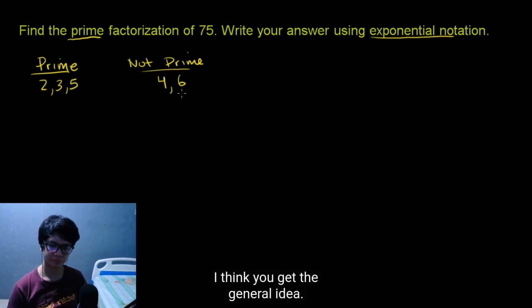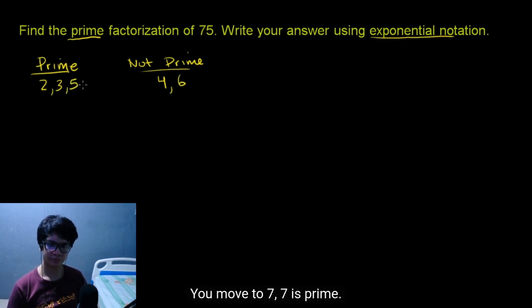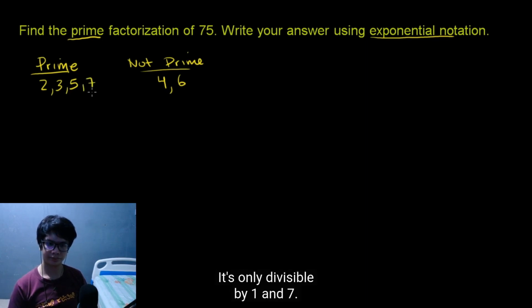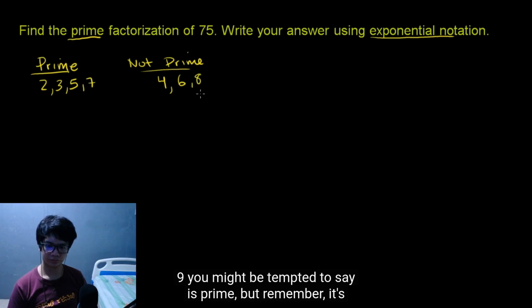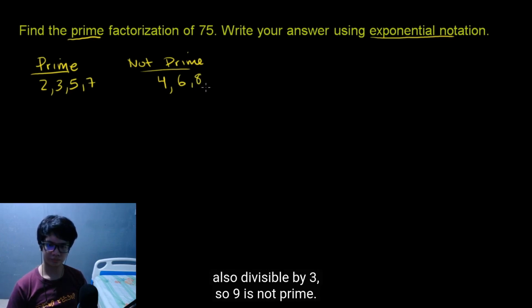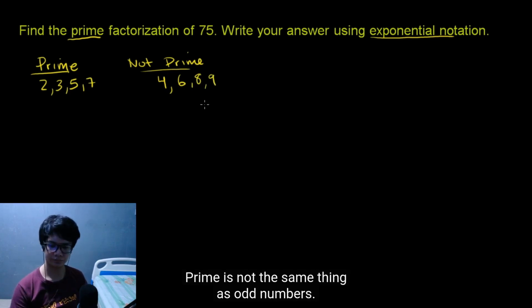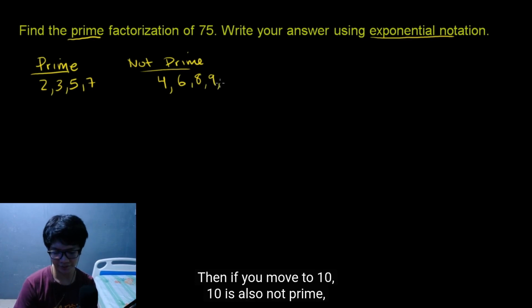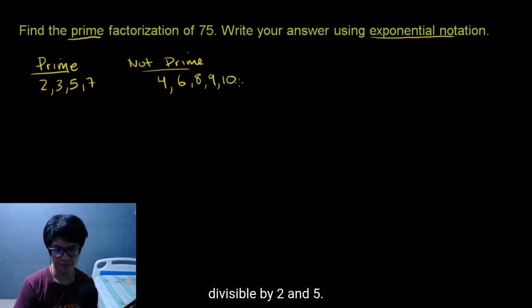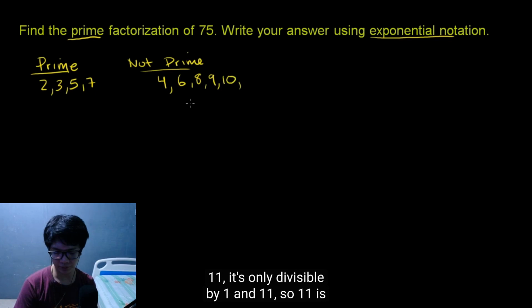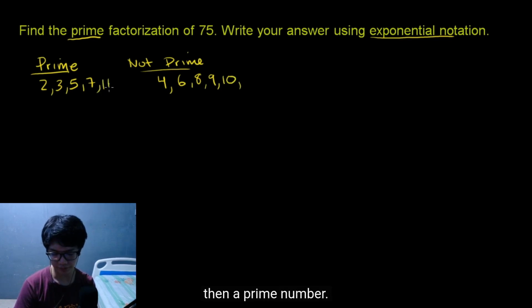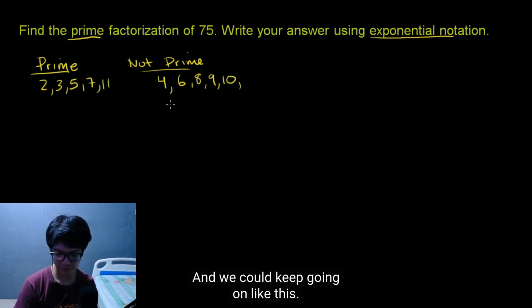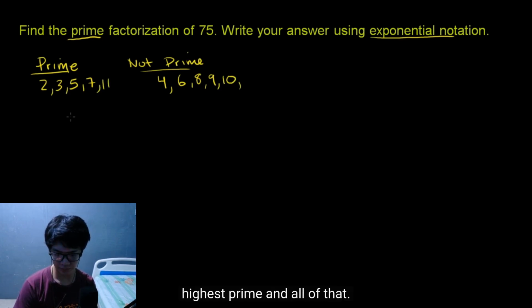I think you get the general idea. You move to 7. 7 is prime. It's only divisible by 1 and 7. 8 is not prime. 9, you might be tempted to say is prime, but remember, it's also divisible by 3. So 9 is not prime. Prime is not the same thing as odd numbers. Now, 10 is also not prime, divisible by 2 and 5. 11 is only divisible by 1 and 11, so 11 is a prime number. And we could keep going on like this.